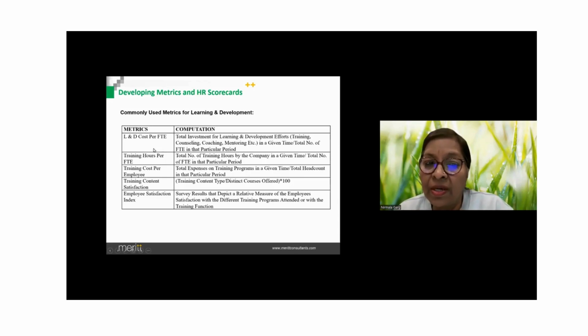One could look at cost, L&D cost for a full-time employee, right? And how do you do that? Total cost for the L&D divided by the number of FTEs in that particular period. Okay. We could also look at training hours for a full-time employee, which can be computed by total training hours again divided by the number of full-time employees. We could also look at training cost per employee. That means total cost divided by the number of people.